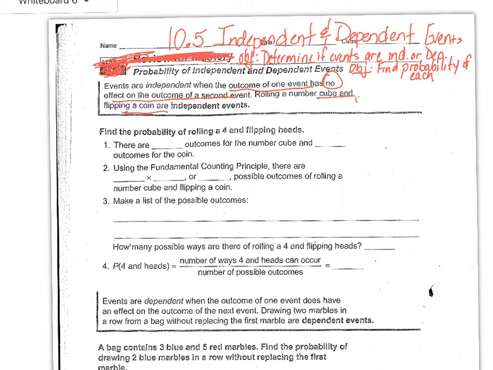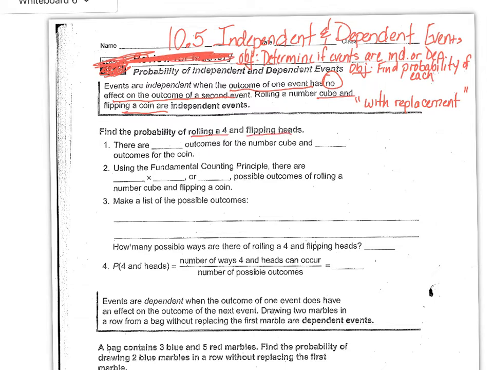These will also say sometimes with replacement, meaning if I pull a card out of a deck of cards and I say pick 2 cards but replace the first one before you pick the second one, that is with replacement. Okay, so it says find the probability of rolling a 4 and flipping a heads.